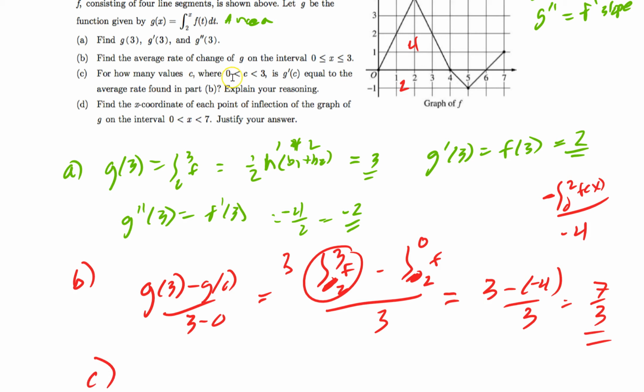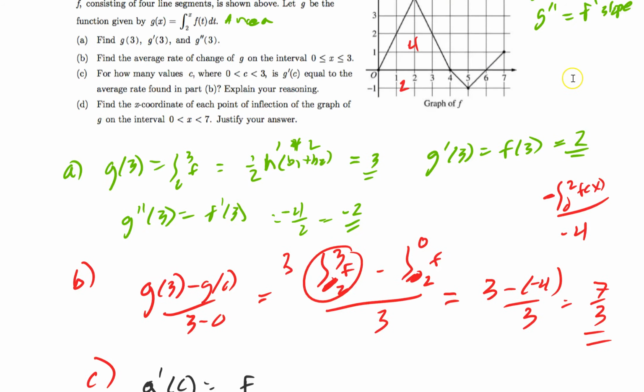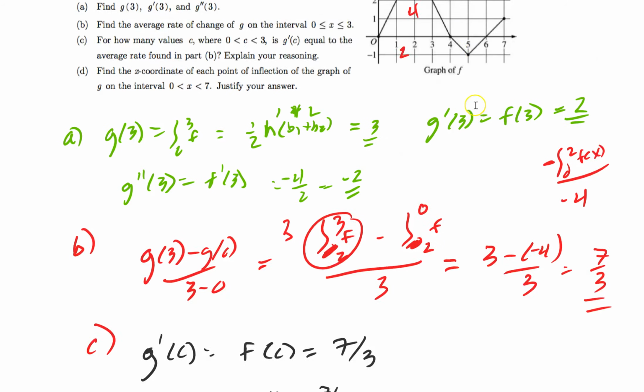C. For how many values of c, where c is between 0 and 3, is g prime equal to the average rate of change found in part B? Explain your reasoning. So let's talk about what g prime is. g prime of c is just equal to f of c. Use my decoder. So it's just the value, the point f of c. They want to know where that equals 7/3. So essentially, we're saying where does y equal 7/3? That's all it's saying.